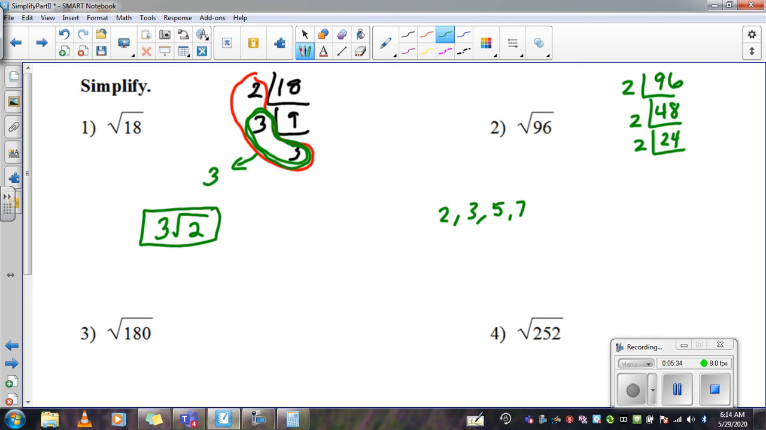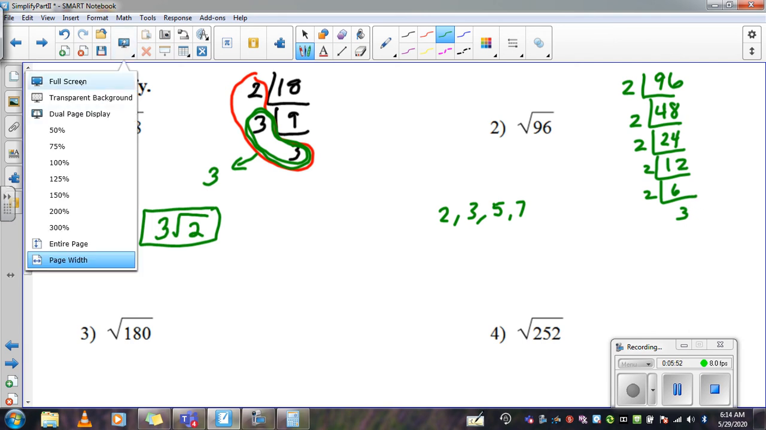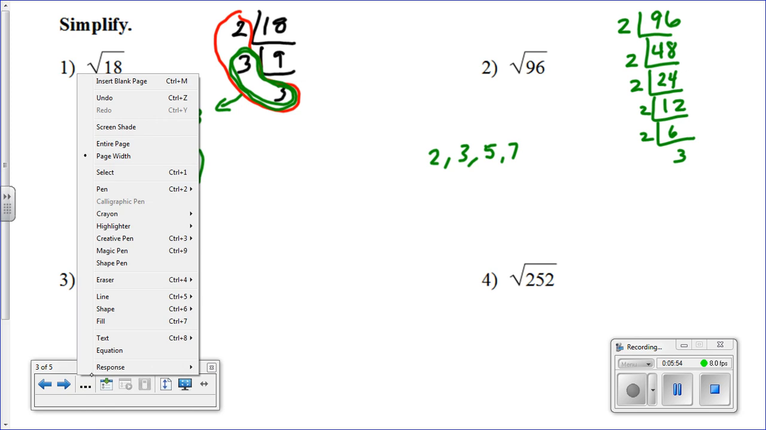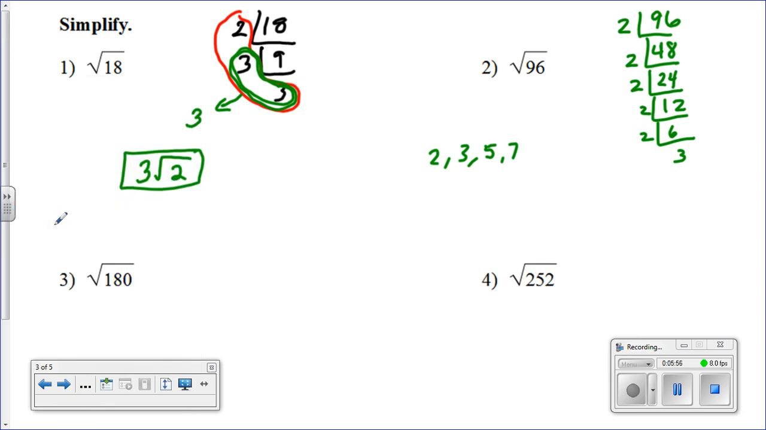Divide that by 2, that gives me 12. Divide that by 2, that gives me 6. Divide that by 2, that gives me 3. And I'm done. I just stop with that last prime number there. So now all of those numbers on the outside, they're all in jail. Okay? So if they're all in jail, in order to go free, you have to have a partner.